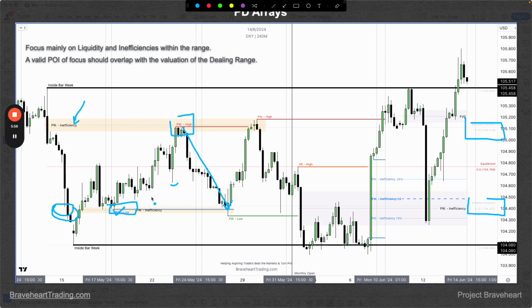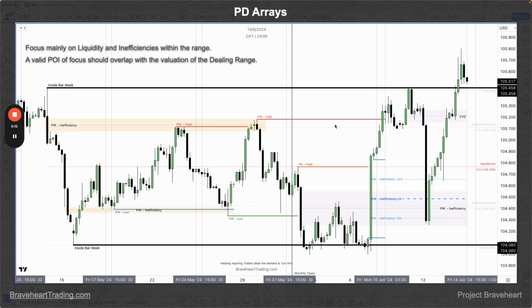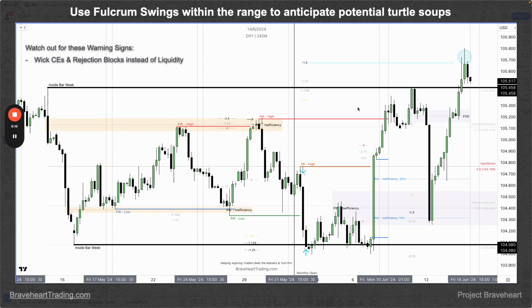Why not this one? Why not this one? Well, because it has an objective. This is the main objective of the inside bar week here, and it'll keep doing that back and forth until it becomes exhausted, which should be in the next slide, or it will come up soon. So use Fulcrum swings within the range to anticipate potential turtle soups.